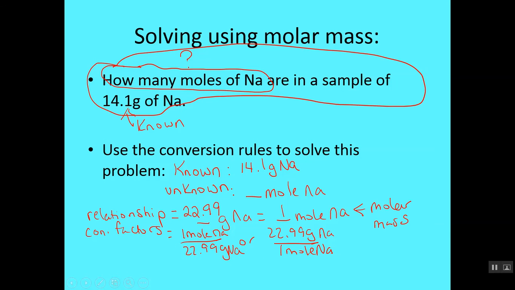Alright, and now it's just a matter of a conversion. So let's start with our known. Our known is 14.1 grams of sodium. Remember, we're trying to go into moles of sodium. That's our unknown. So which conversion factor is going to allow us to do that? It's got to have grams on bottom to get rid of the grams and moles on top. And that is this one, right? So 1 mole per 22.99 grams. Alright, so take a minute and solve. How many moles of sodium are in 14.1 grams of sodium?